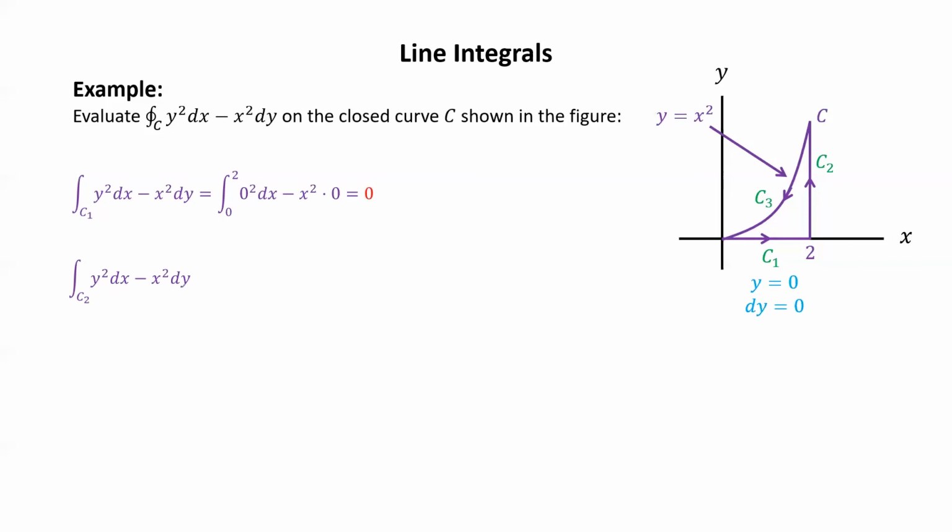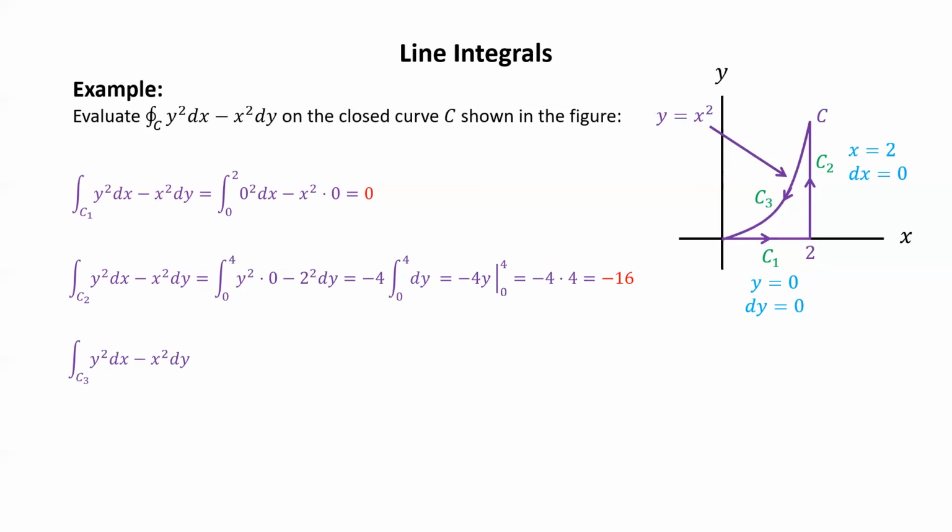Next, let's do the line integral along C2 of y squared dx minus x squared dy. In this case, C2 lies along the line x equals 2. And since x is constant, dx is 0. Now, y is going from 0 to 4 here, because when x is 2, y is 2 squared, which is 4. And we have y squared times 0, because dx is 0, minus 2 squared dy, because x is equal to 2. So we just get negative 4 times the integral from 0 to 4 of dy, which is negative 4y from 0 to 4, or negative 4 times 4, or negative 16.